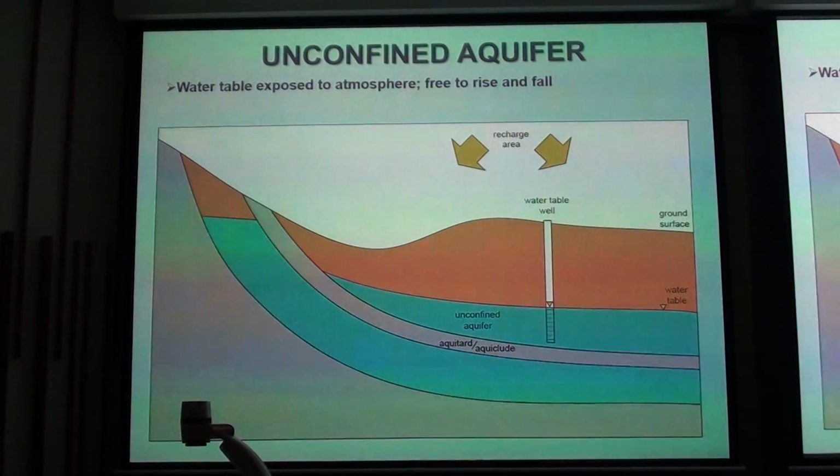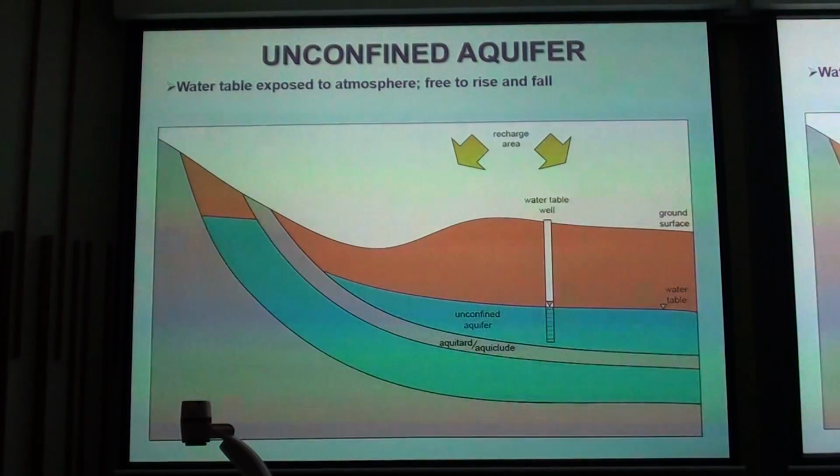Okay, there'll be exceptions to that, which we'll talk about later. But essentially, with a water table well, the water table will be way down there where the water table is. Little yellow or white triangles that pop up on these diagrams will tell you where the water table is in varying systems. So that's a simple one.